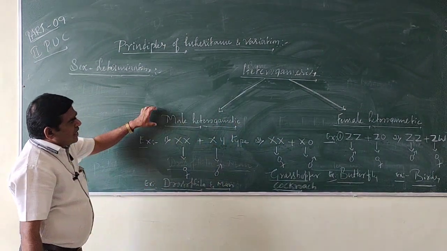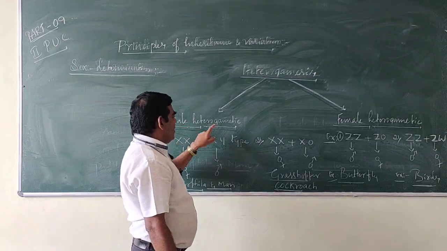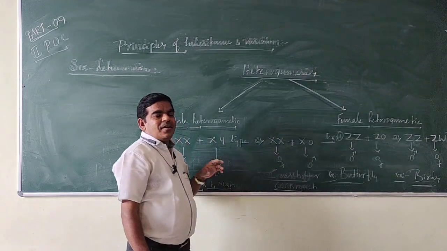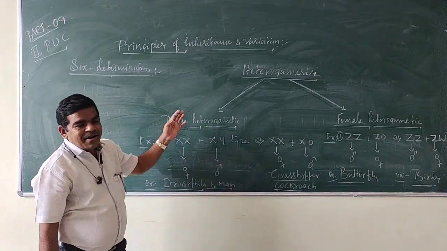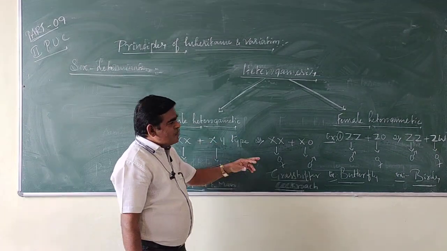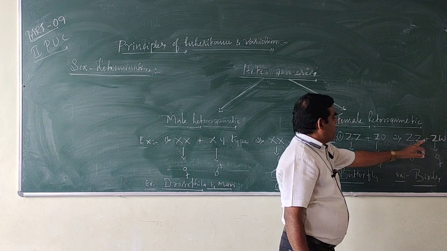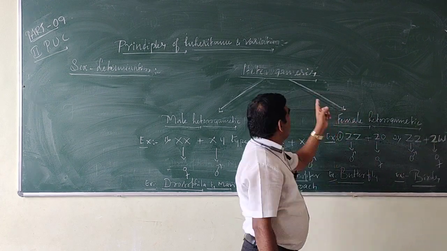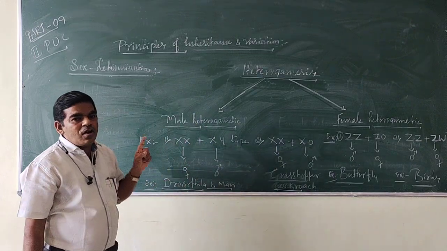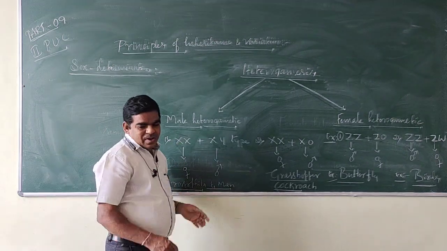Clear? This is called heterogamety. Male heterogametic and female heterogametic. In some organisms, males are heterogametic, they produce different gametes. In some organisms, females are heterogametic, they produce different gametes. This theory was proposed by Sir Carl Correns in 1906. Clear? Okay. Next.